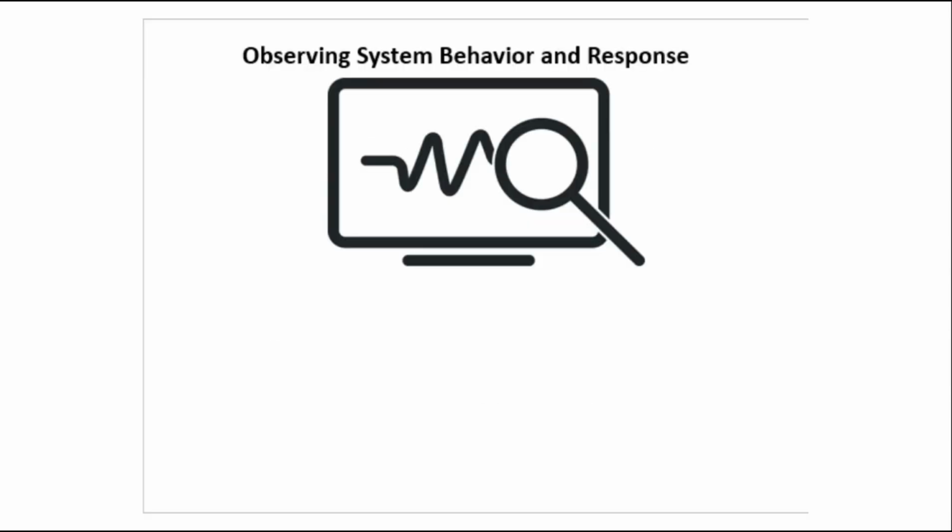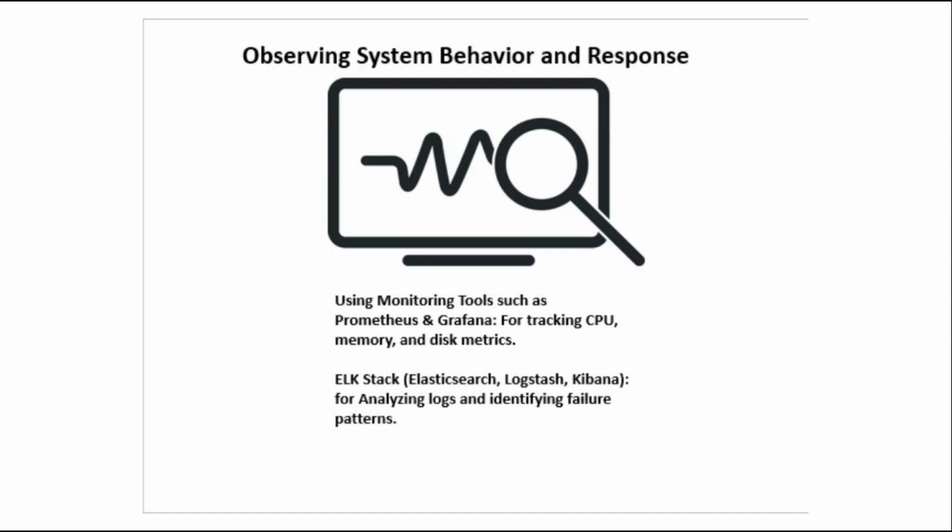Next is observing system behavior and response. Once failures are injected, it is important to monitor system behavior and take corrective actions, like using monitoring tools such as Prometheus and Grafana for tracking CPU, memory, and disk metrics. ELK Stack, Elasticsearch, Logstash, Kibana for analyzing logs and identifying failure patterns. Cloud monitoring services, such as AWS CloudWatch, Azure Monitor, and Google Cloud Operations.